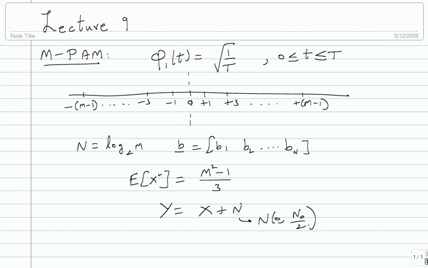From y, how to go to x also is very clear. Intuitively, maybe it's very clear to you. Just take the nearest point, it will be okay. We haven't seen that rigorously enough. We'll see it soon. So even at this point, like at the 9th lecture, you know how to build a rudimentary communication system, right? Can you or can you not? At least theoretically, you know how to do it.